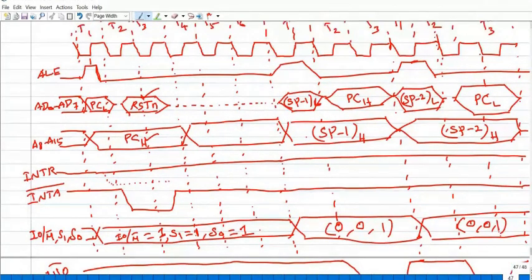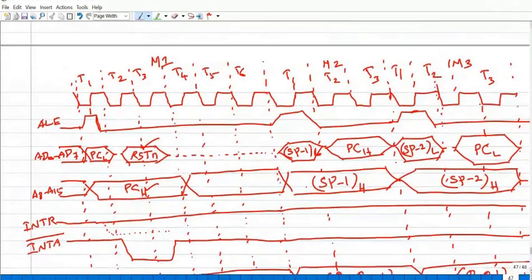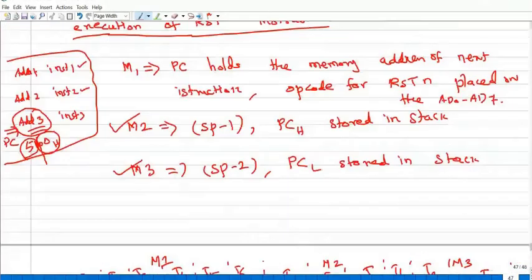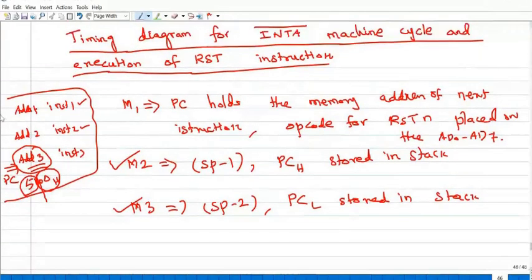Okay. So to draw the timing diagram, first you have to understand the concept: what happens whenever the INTR interrupt occurs. One analogy I'll give you. Let's assume the microprocessor is executing instructions sequentially. Instruction 1 is stored in address location 1, instruction 2 in address location 2, instruction 3 in address location 3. Just an example I'm telling you.